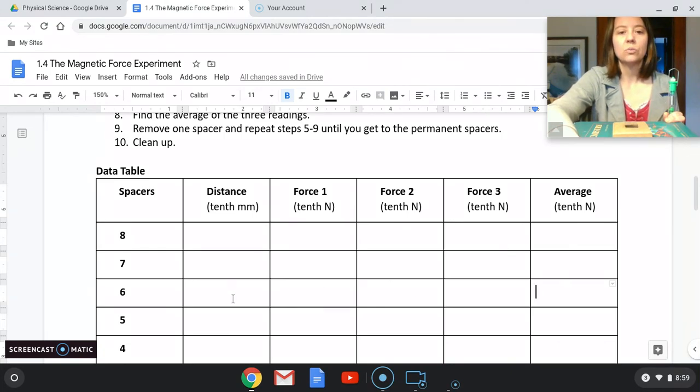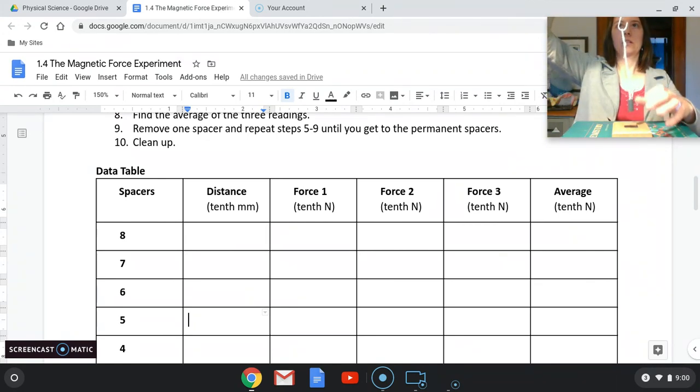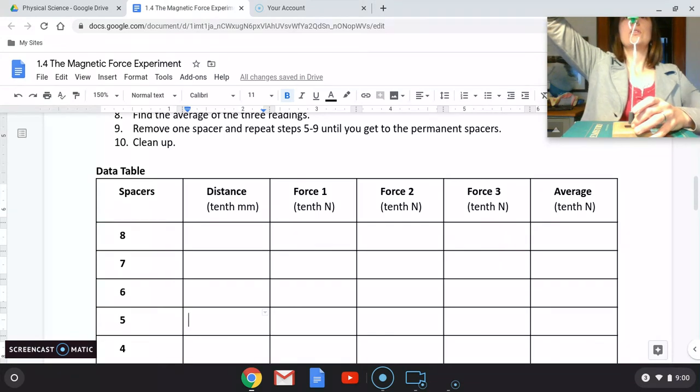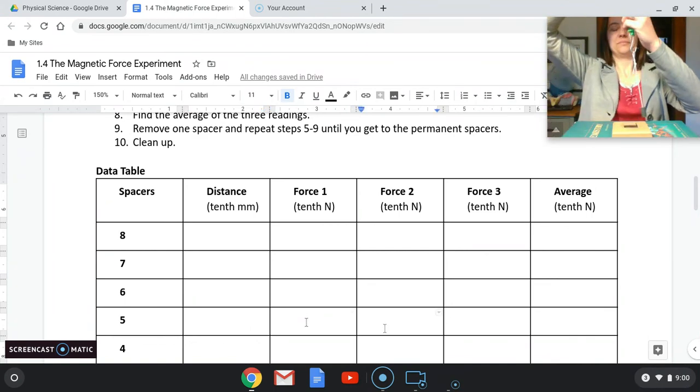Once you have that done, we're going to come down to 5. Remove 1. Now I have 5 spacers total. And we have 0.5, 1, 1.1, 1.2. Oops, 1.2 newtons. And then let's go back here. And we have 5 times 1.1, and then put your answer with millimeters. And then we had 1.2 newtons.